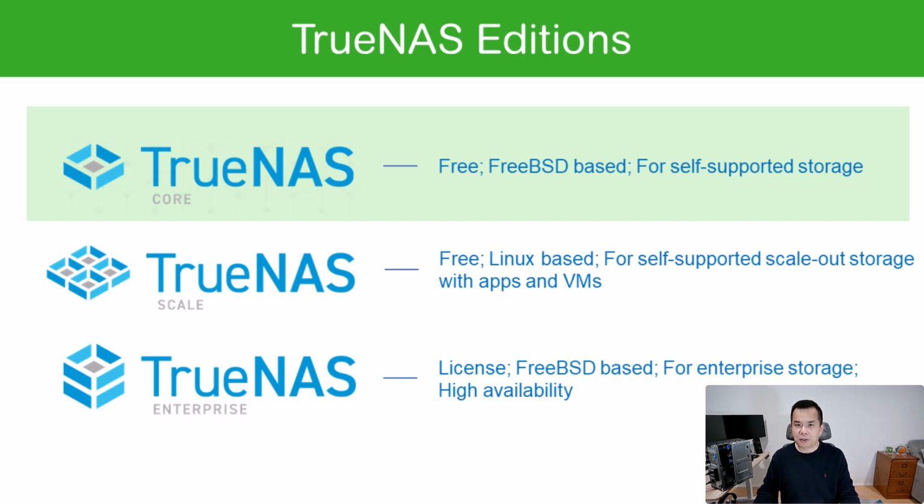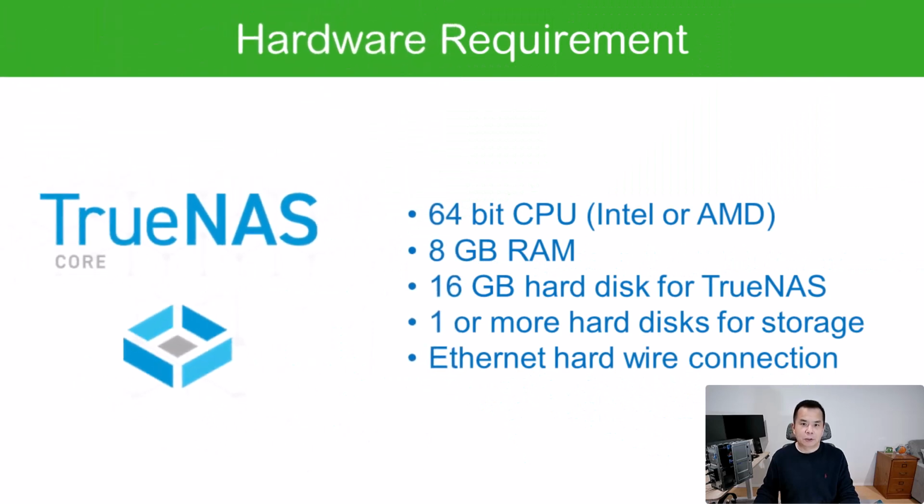Before you install TrueNAS, let's first take a look at the minimum hardware requirements. To install TrueNAS, you need at least 8 GB of memory, at least a 16 GB boot disk, and at least one hard disk for data storage. Also, the system needs to be connected to the network by a wired connection. That is, you cannot access the TrueNAS server directly through Wi-Fi.